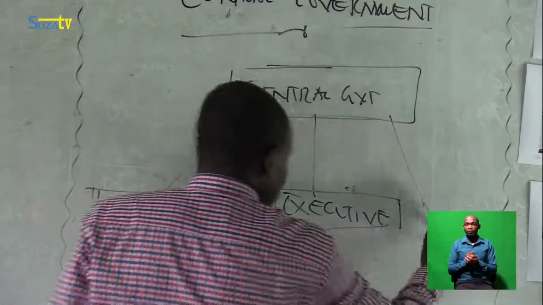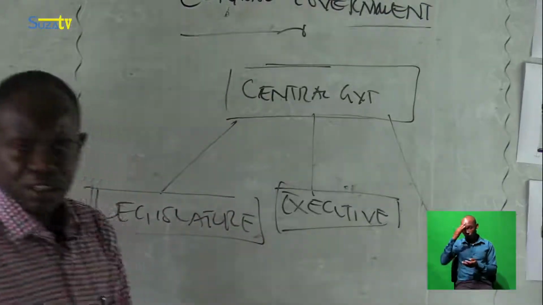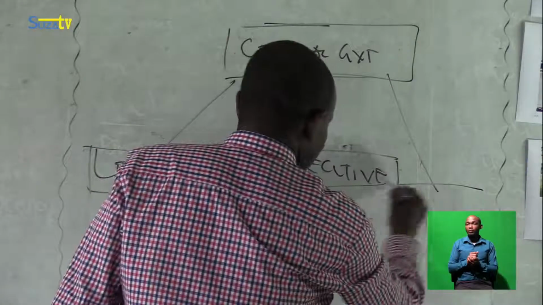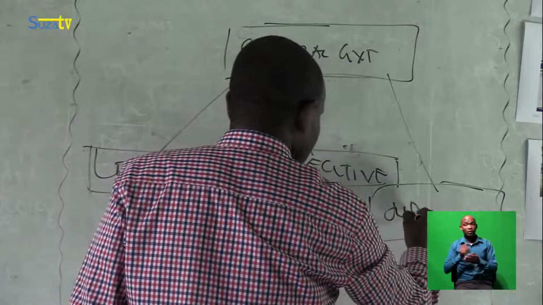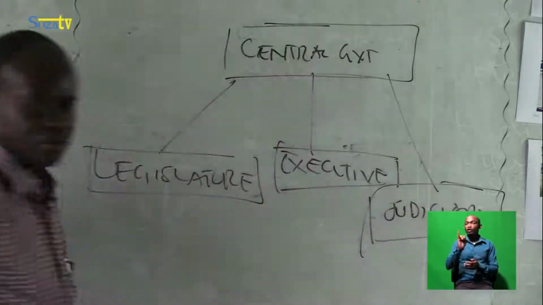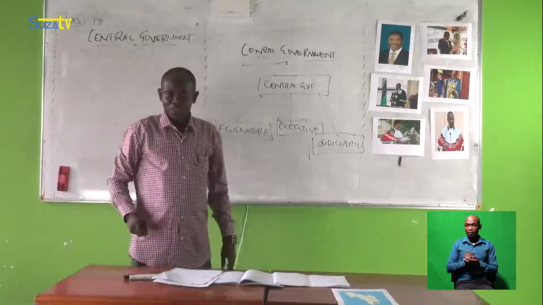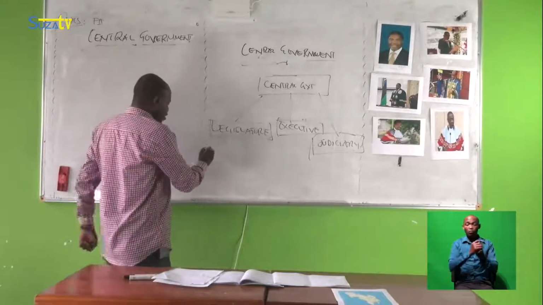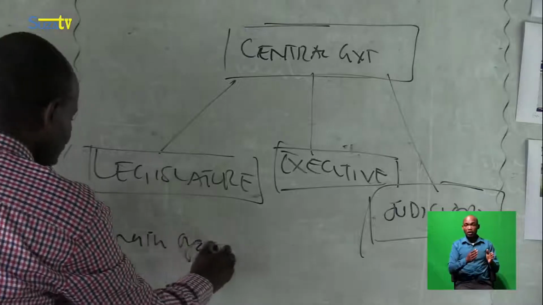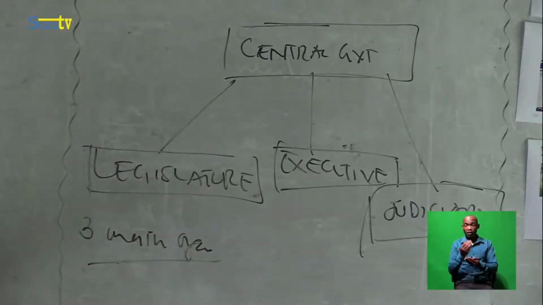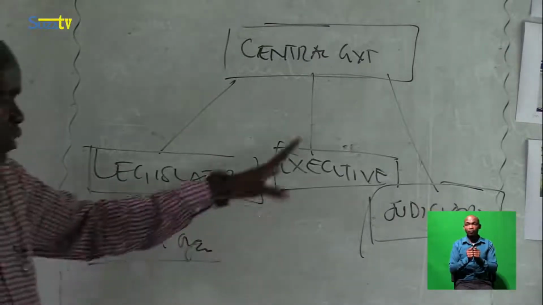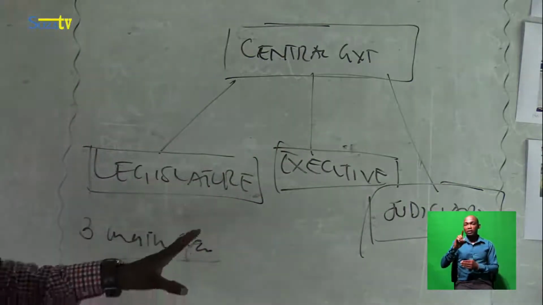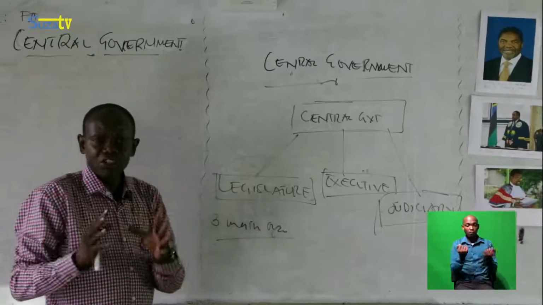Another one is called, can you guess? What is the last organ? The last organ of government we call the judiciary. Did you know it now? Therefore, the central government comprises three main organs: the legislature, the executive, and the judiciary. All of them are the main organs. All of them constitute the central government.